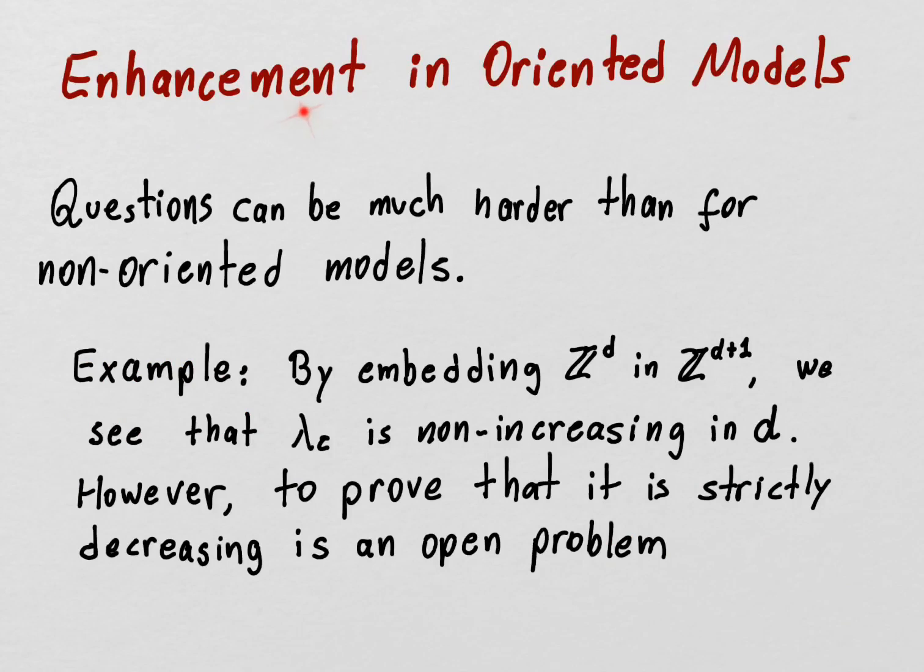It should be emphasized that questions in the spirit of enhancement are usually much harder for oriented models than for non-oriented models. And here is a good example. Just by embedding a graph into a graph of higher dimension, it immediately follows that the critical parameter lambda is non-increasing in the dimension. However, if we want to prove that it is strictly decreasing, that is still an open problem.